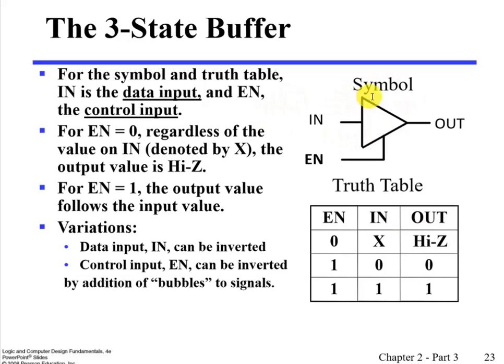Note that this symbol is different from the symbol that we use for the buffer, with this enable connection entering at the bottom of the buffer symbol. Also we know from this truth table that if enable is high or 1, then output is equal to input, which behaves like a normal buffer. But if enable is 0, then the output value is equal to high Z, high impedance, regardless of the value of input.